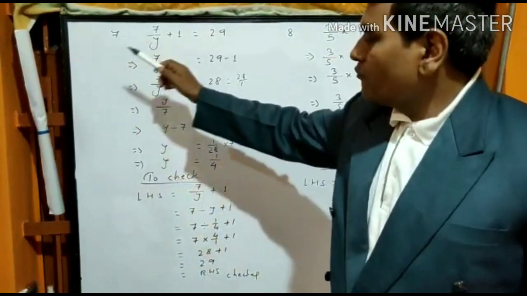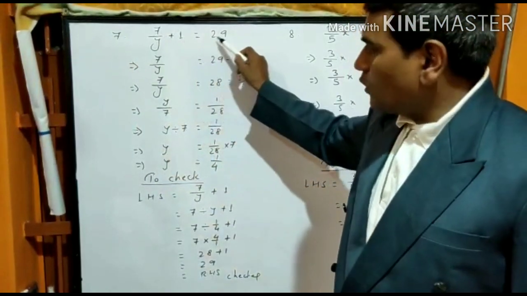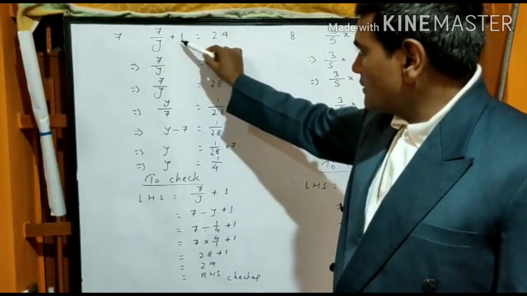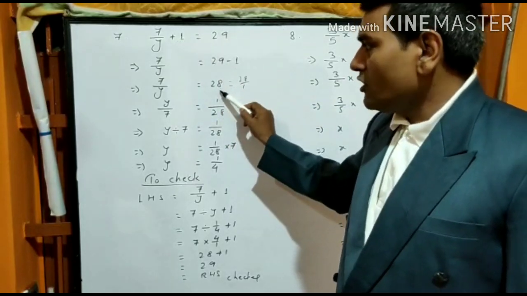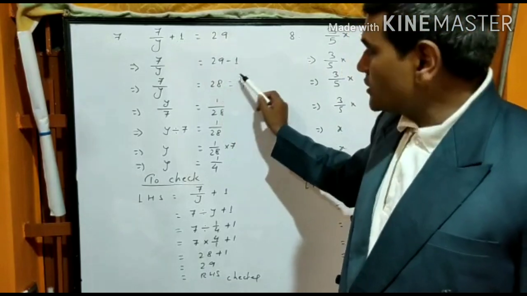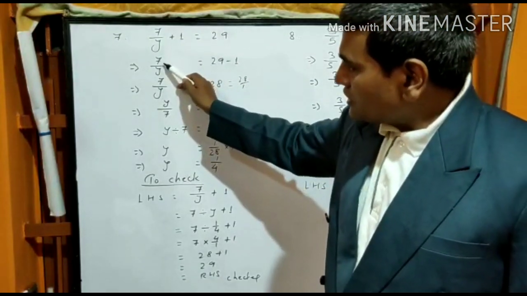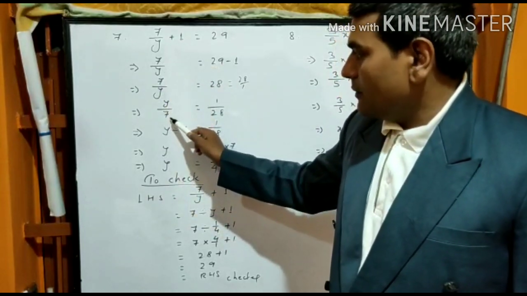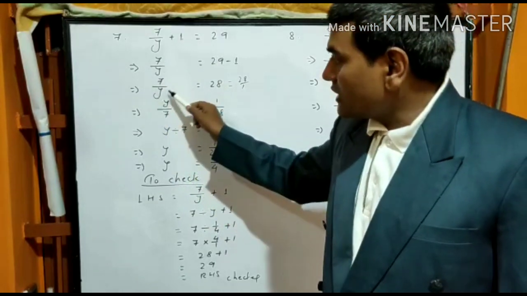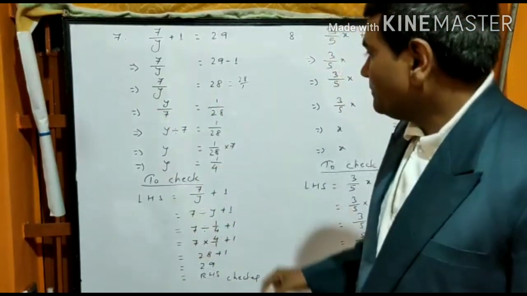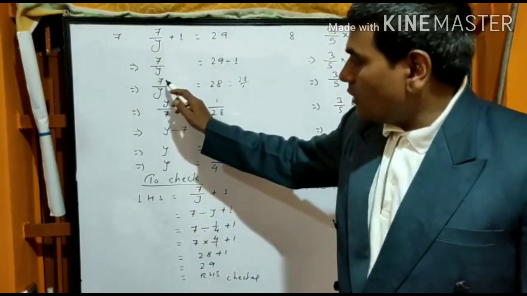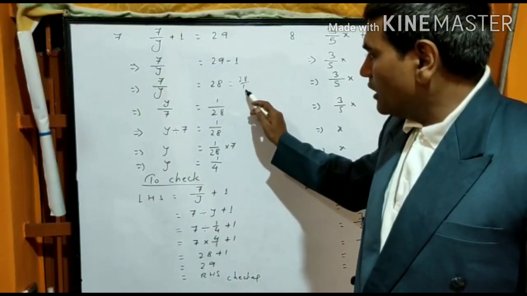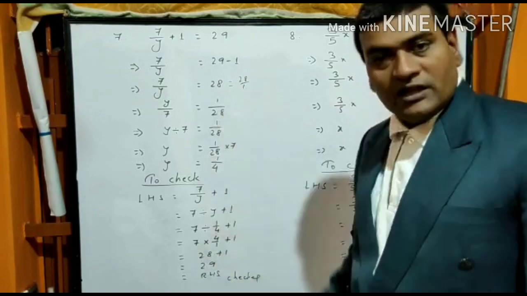Now question number 7. It is 7y plus 1 equals 29. Take plus 1 to the right side. It will be 29 minus 1. 29 minus 1 is 28. 28 can be written as 28 by 1. In the left hand side it is 7 by y. Now y is divided by 7. I am writing here the reciprocal of 7 by y. It is y by 7. Since we are taking the reciprocal of 7 by y in the left side, we will have to take the reciprocal of 28 by 1 to the right side, and it will be 1 by 28.